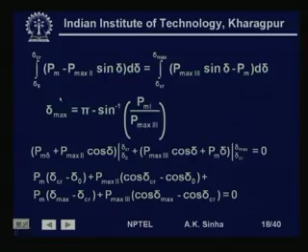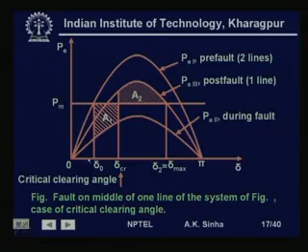So, let us see this situation, that is initial starting point is delta 0, the fault is cleared at delta Cr, and we have delta 2 which is equal to delta max in this situation.